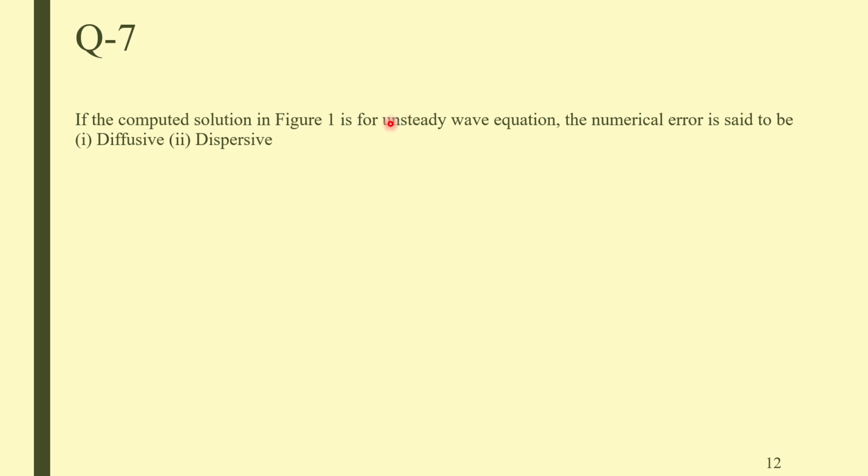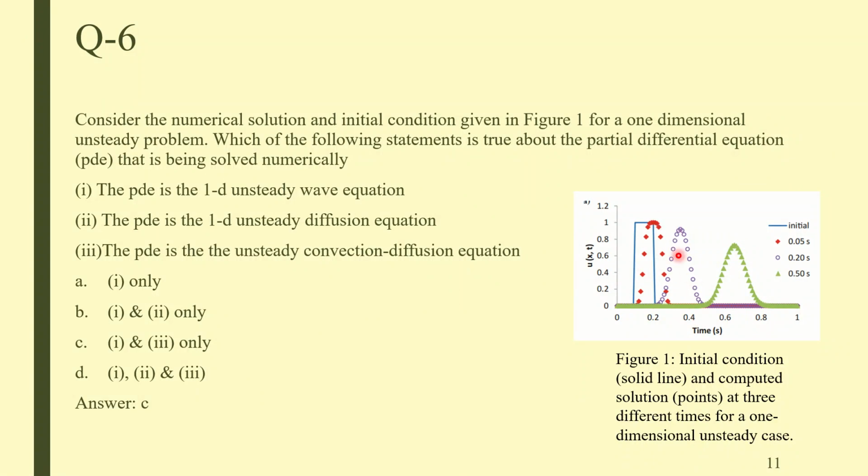It is actually the computed solution in figure 1, that is figure 1 in the last slide. So these points are the computed solution. As we can see, it is getting diffused, it is not getting dispersed. Dispersed means it would be moving at different velocities. But here the velocity is almost the same, that is 1 meter per second, because you can see at 0.05 seconds, 0.2 seconds, and 0.5 seconds, the motion is uniform, it is moving at 1 meter per second, but the diffusion is there.